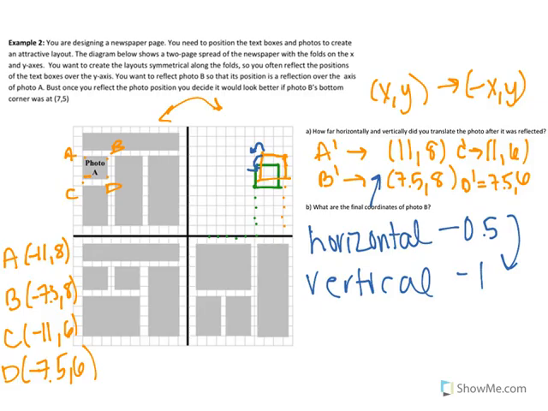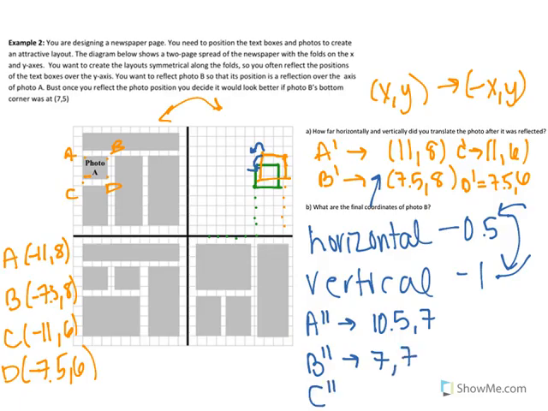So it's going to go from 11 and 8 to be, we'll call this A double prime, to be at 10.5 and 7. So we moved it half left and down 1. B double prime, we're going to go left a half, so 7, and 8 minus 1 will be at 7. C double prime will be 10.5 and 5. And D double prime will be at 7 and 5. So that's using our translations instead of looking at that drawing that I messed up pretty badly.